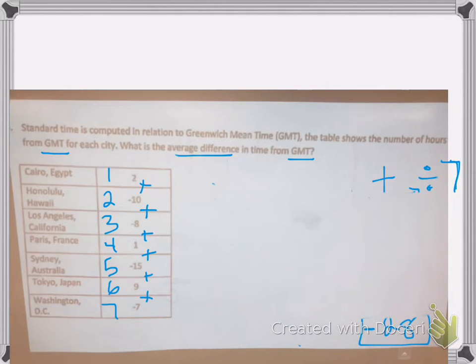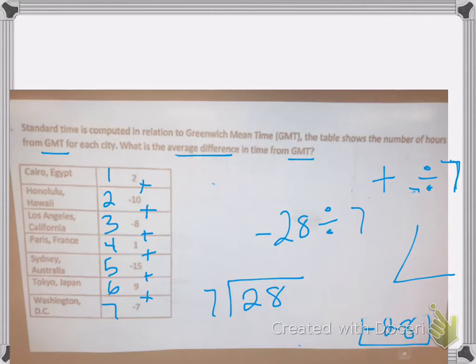So we've got negative 28 divided by 7. Well, that's 28 inside, 7 outside. Remember your triangle? Negative, negative, positive. We've got a negative and a positive, and we're dividing, so negative and positive. So we know our answer should be negative. So I'm going to go ahead and put a negative here.